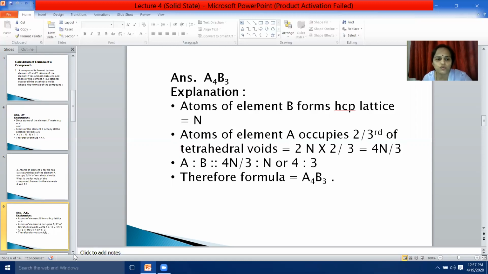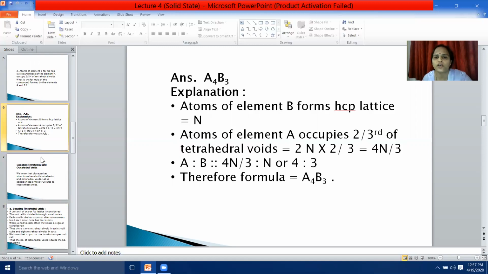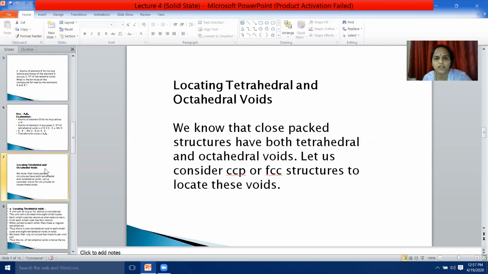This is how you will calculate the formula of the compound, and I have given you more assignments. After I show you one of the slides here, then we'll go for the other assignment questions.